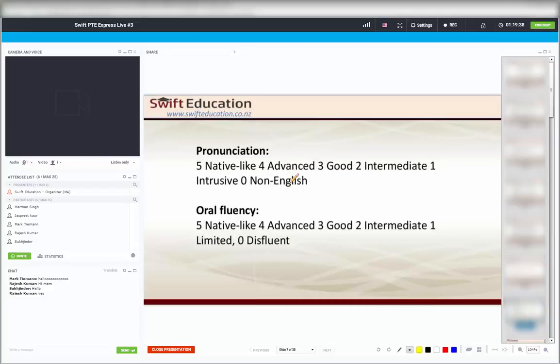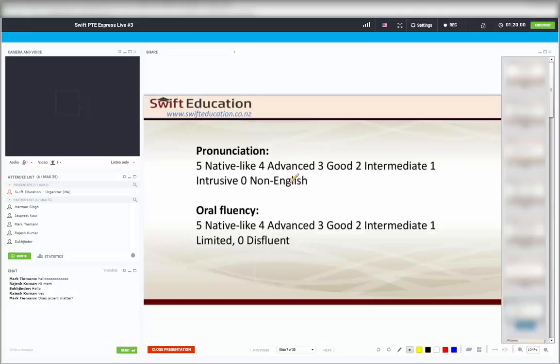Right, then you have pronunciation. Yes, pronunciation is important because you need to make people understand what you're trying to say. The scale on that is from 5 to 0, 5 being the most native speaker, and 0 being a non-English or non-native speaker.